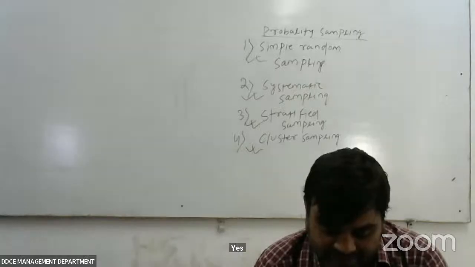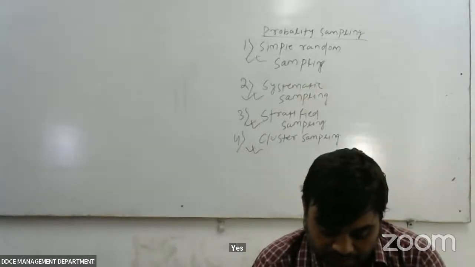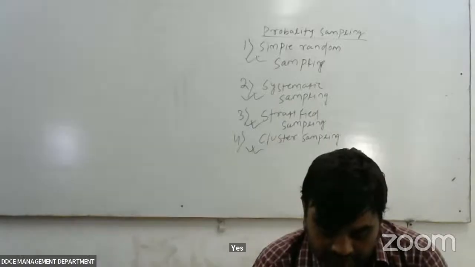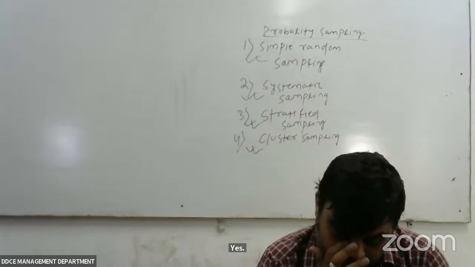So that is called probability sampling. Stratified sampling is known as probability sampling. Do you understand? Yes or no?